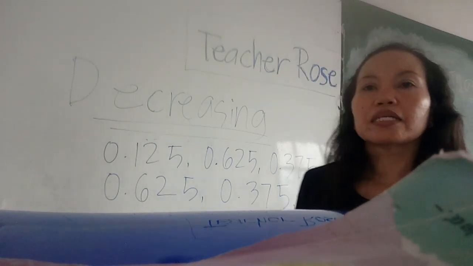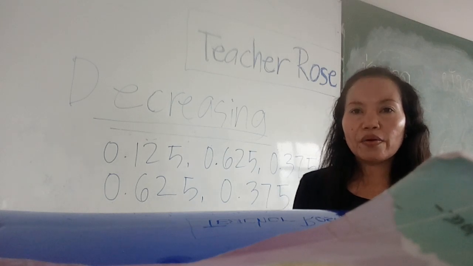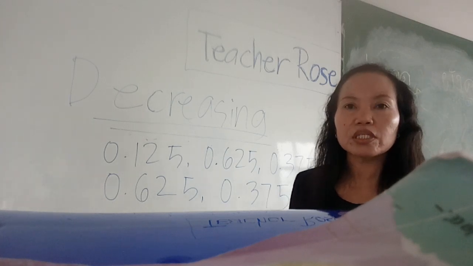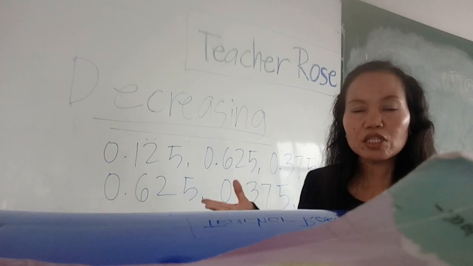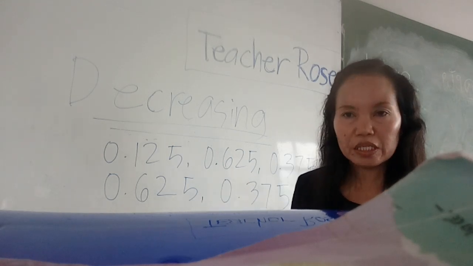Okay, good job. So you now understand how we're going to arrange the decimal numbers into decreasing order. First, we learned about how to arrange decimal numbers into increasing orders.